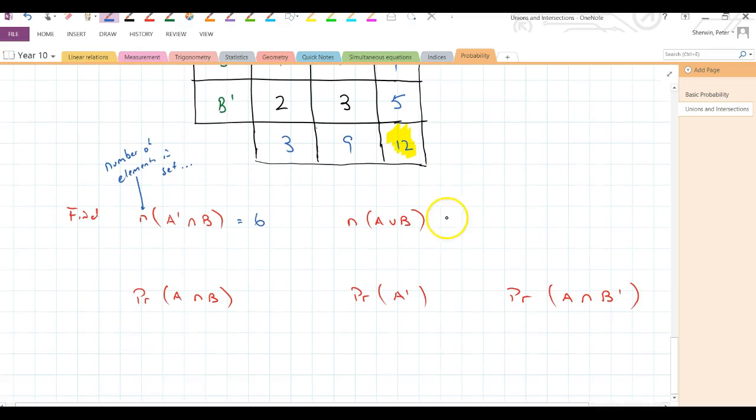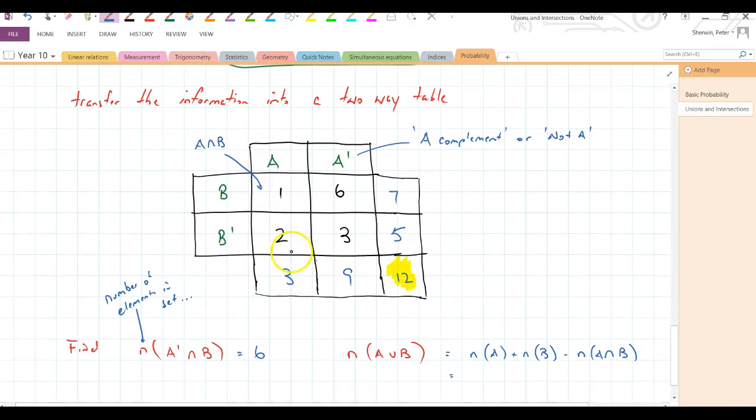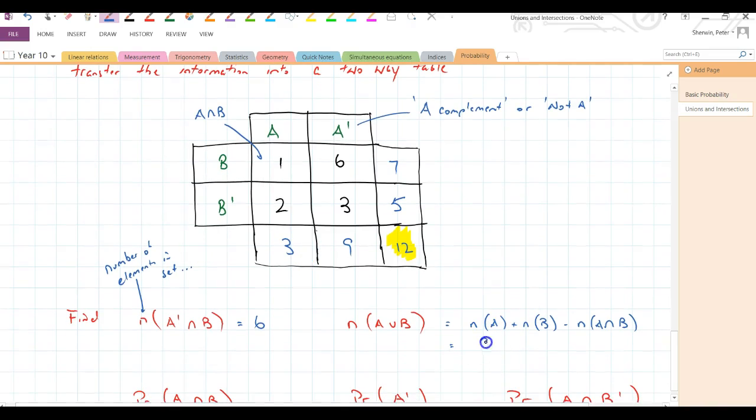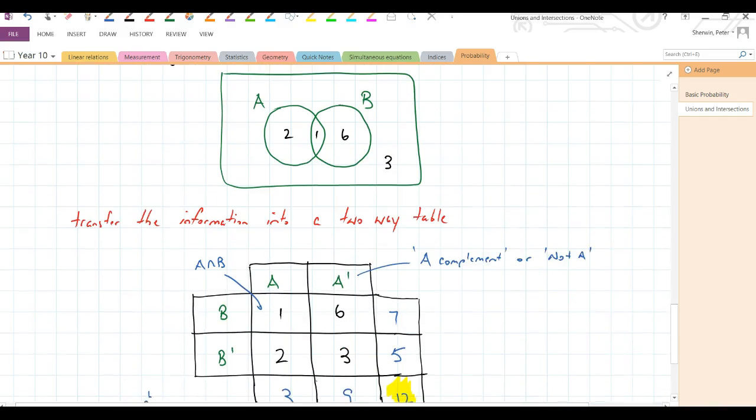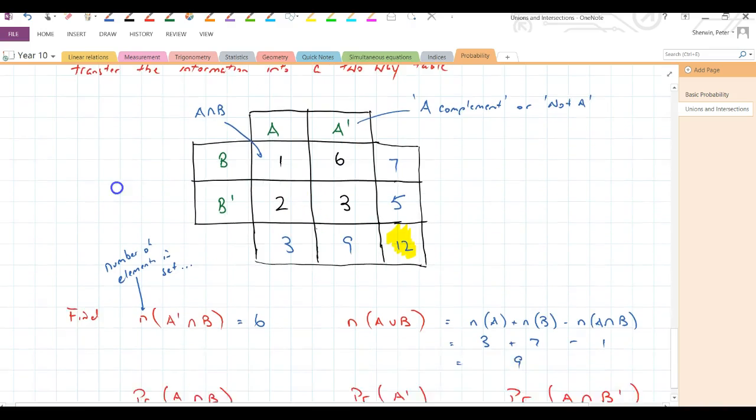So we can look at that as the number in A plus the number in B minus the number in A intersection B. So the number in A, we've got that down as 3. That's in that row there, 3. The number in B is in that row there, 7. And the number in A intersection B is 1. So that's 3 and 7 is 10, minus 1 is 9. A number of ways of looking at that. 2, 1, 6 adds up to 9.